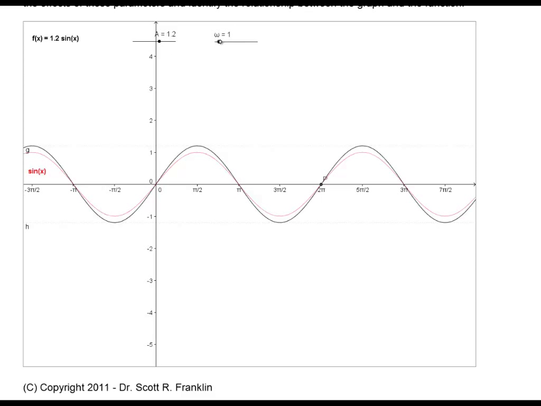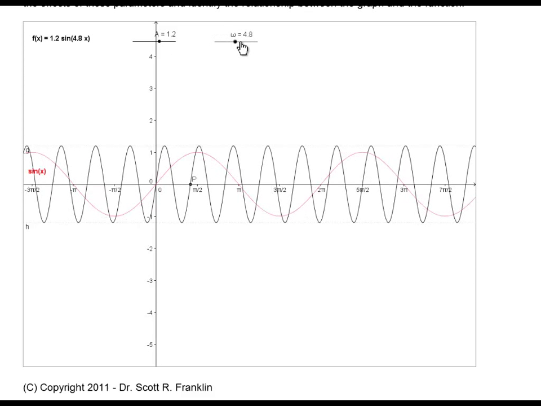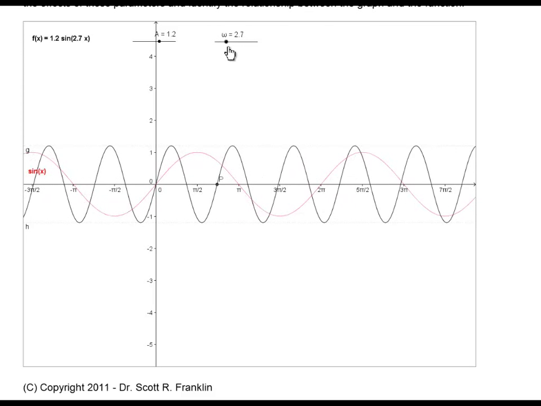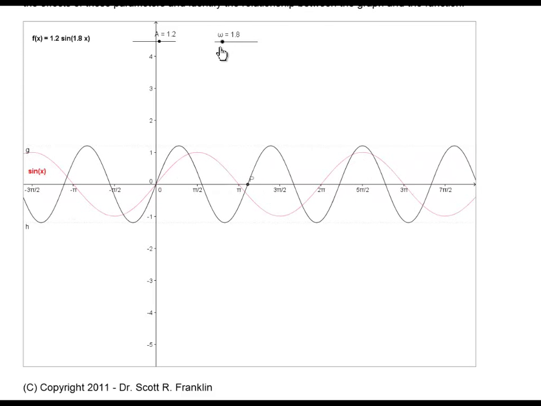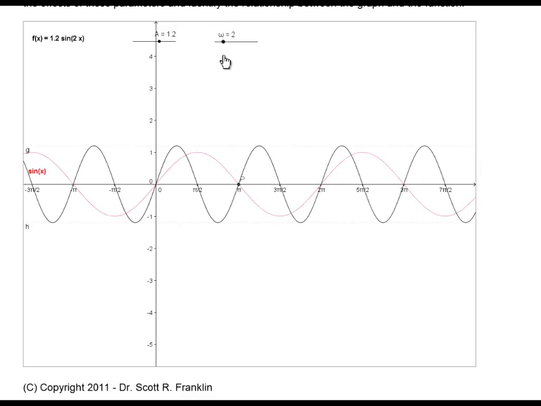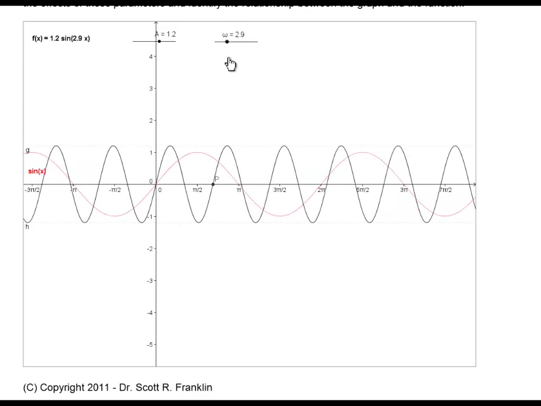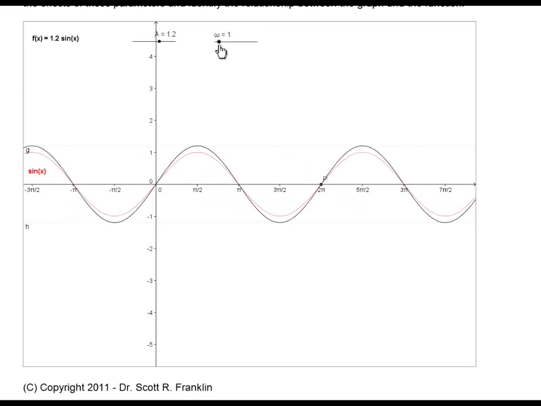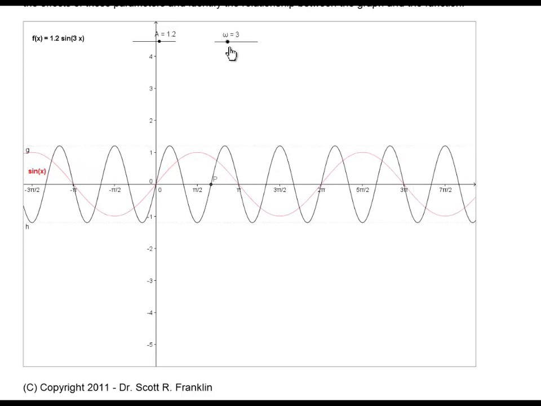What happens to change omega? If I drag it back and forth, you see it has an effect on the width of the graph. Not the height of the graph, but the width of the graph. And the way we'll describe that is actually the frequency of the wave. You've heard of frequency when you talk about your radio wave frequency or the frequency of your monitor. That actually is a very similar concept to this.